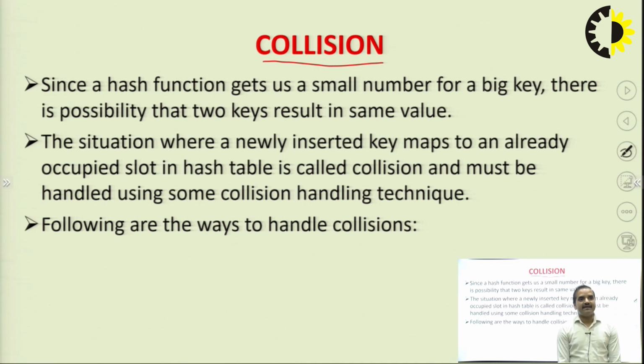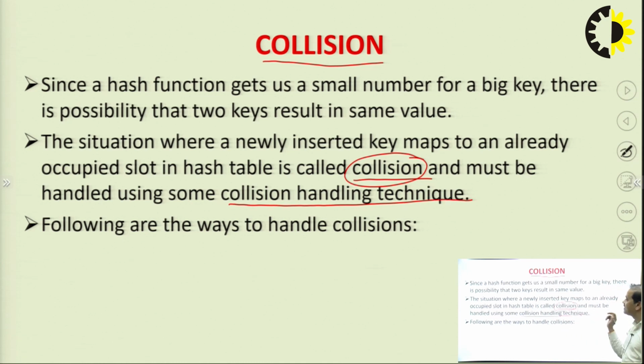Since a hash function gives us a small number for a big key, there is a possibility that two keys result in the same value. The situation where a newly inserted key maps to an already occupied slot in a hash table is called collision and must be handled using some collision handling techniques. For removing the collision, we have to use a collision handling technique for the given data. Following are the ways to handle the collision.